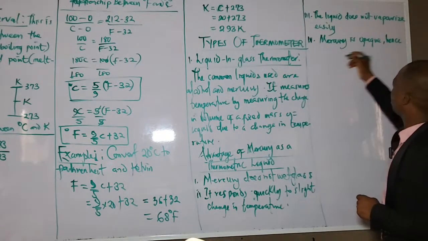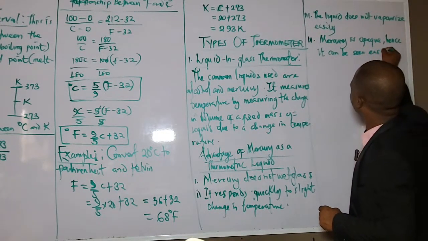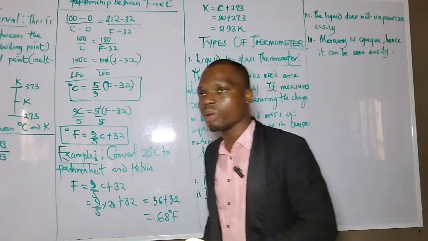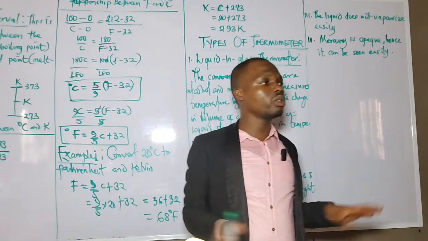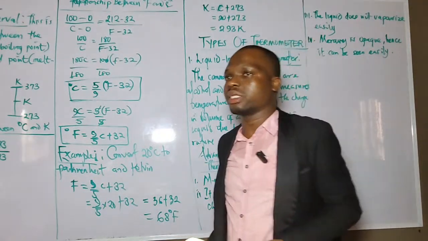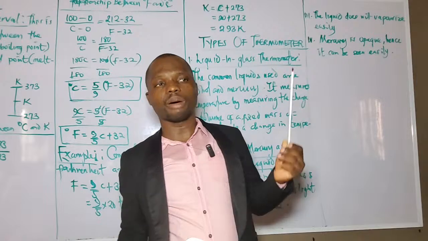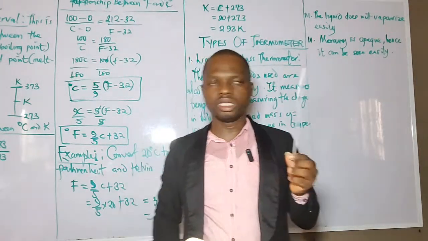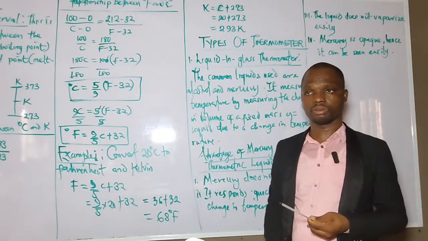Hence, it can be seen easily. If we use water as a thermometric liquid, we remember that one of the characteristics of water is that it is a colorless, odorless, tasteless liquid. So being colorless, if it is inside one of these thermometers, you will not be able to note the change in its volume.